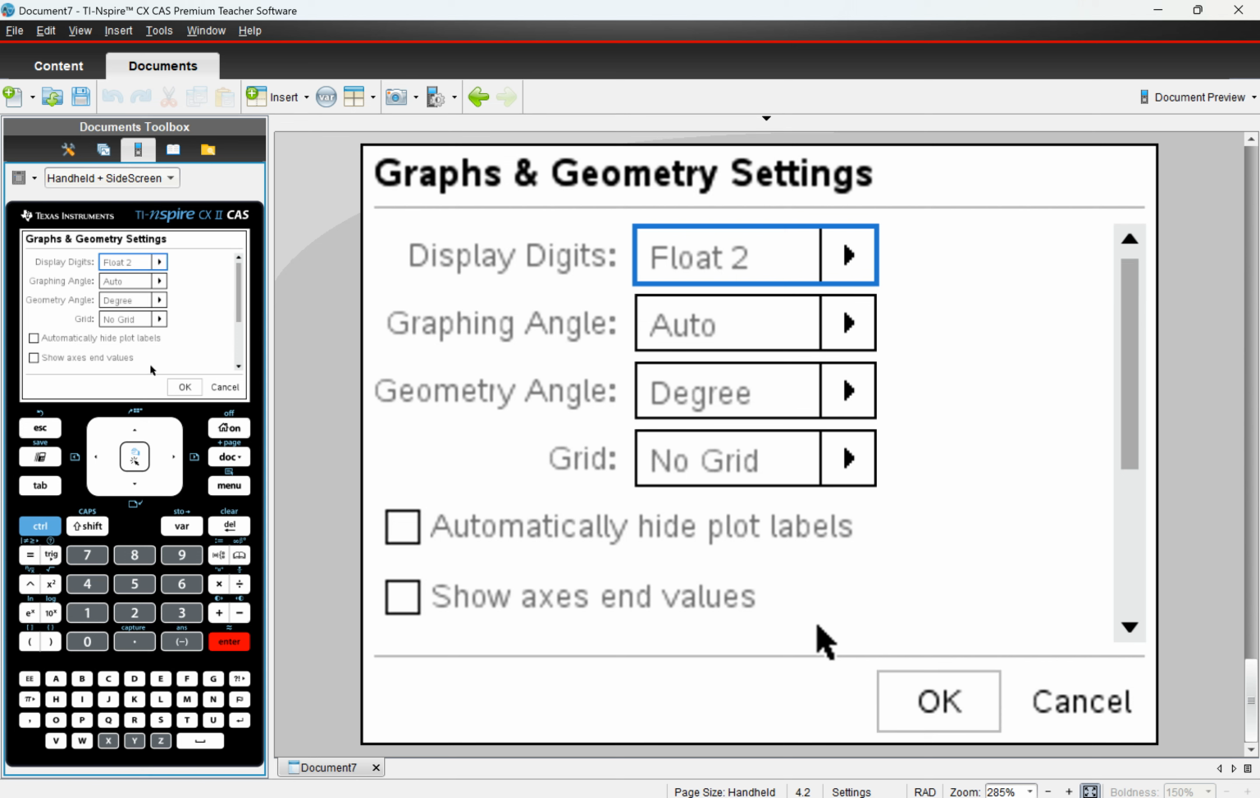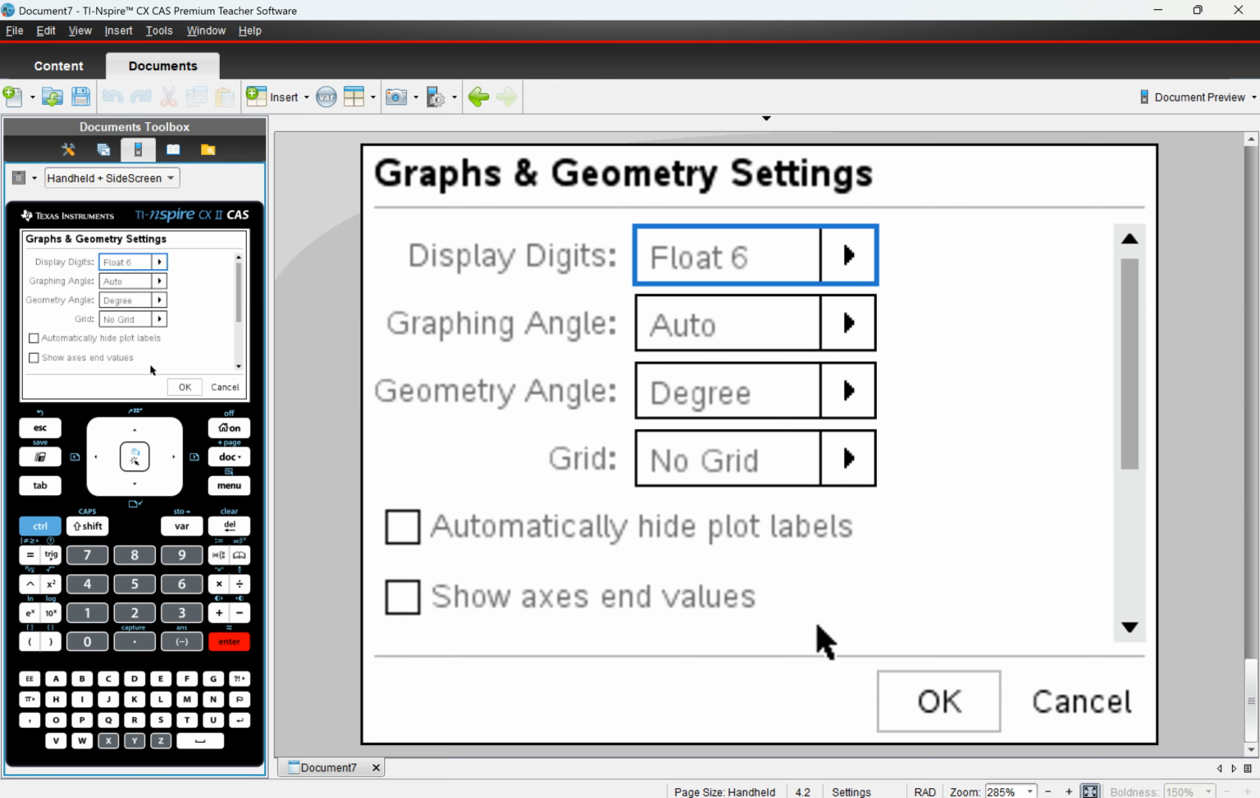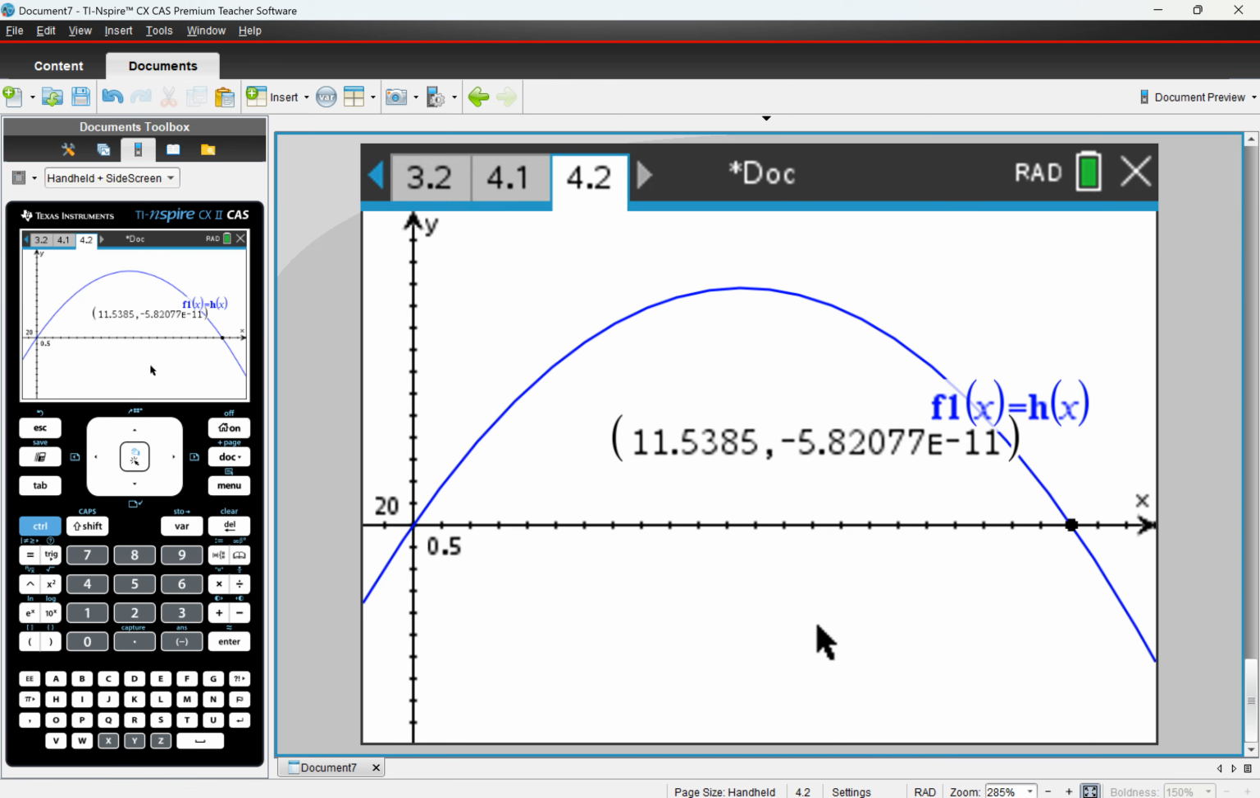So go to about 6. 6 and above will be safe. So you change that to 6. See if I press OK now. See how I see more digits? That way, you're safer. So that just means it's negative 5.8207 times 10 to the power of negative 11. That means that you must do more.